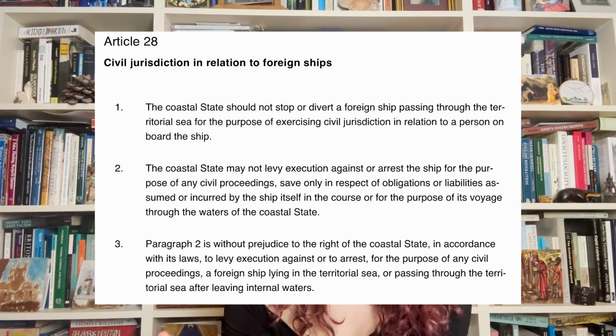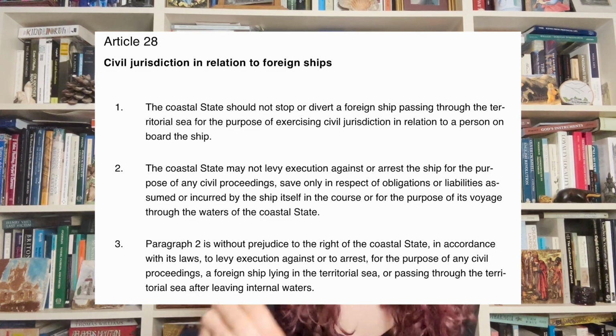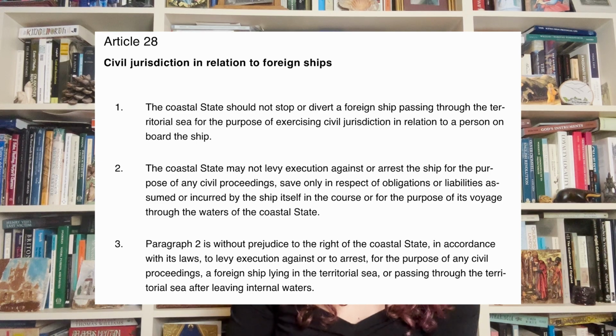And for civil cases, a coastal state shouldn't stop or divert a ship to either attach assets or to serve process on a person or on the ship unless the action arose from that particular voyage. So if it's just going through, you shouldn't stop it for any of those reasons. Okay, we're already on the next zone. We're moving very quickly at pace, which is great.